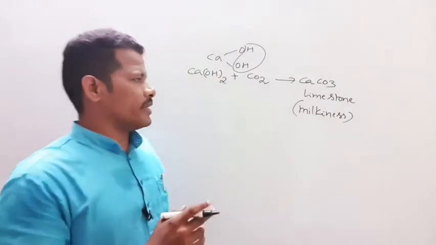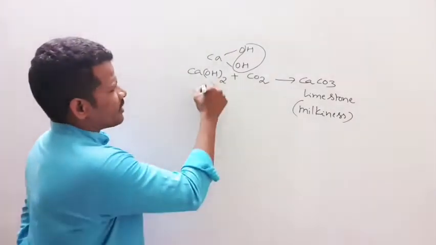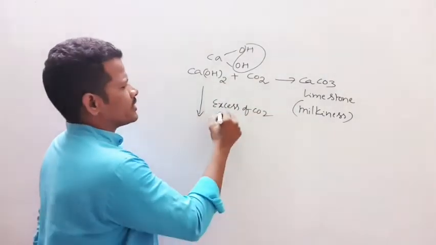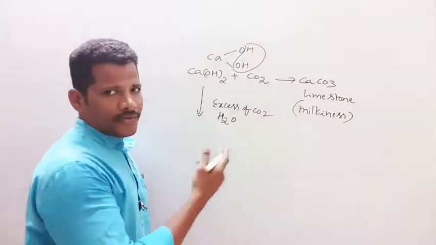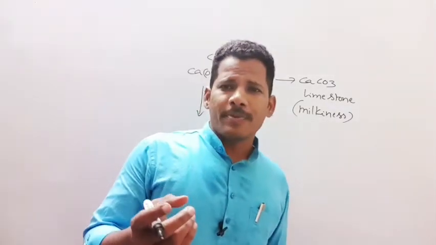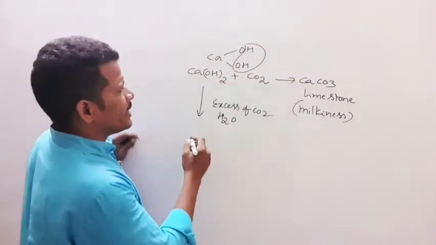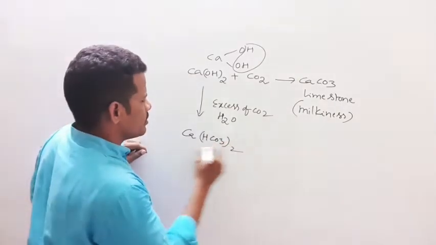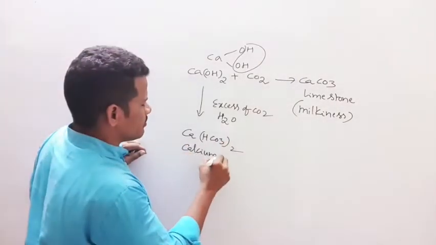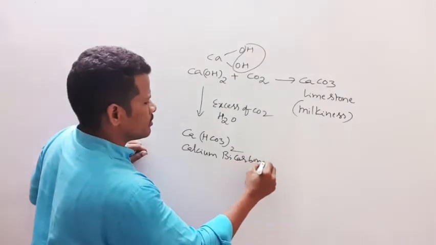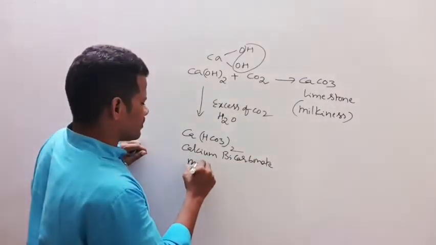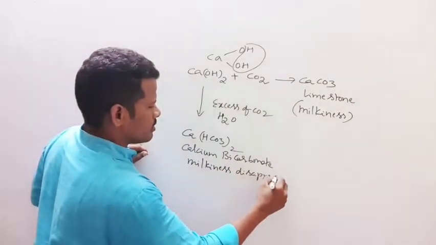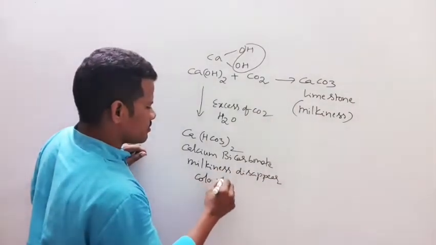So this is milkiness. If we send excess carbon dioxide, saturated with carbon dioxide, meaning we add a small amount of water here, finally we have the compound Ca(HCO3)2. This is called calcium bicarbonate. So here the milkiness disappears, and it becomes colorless.